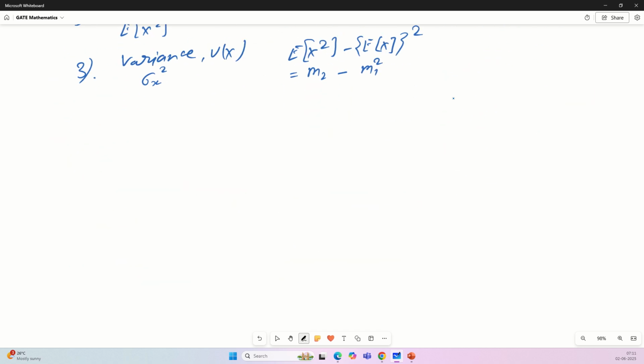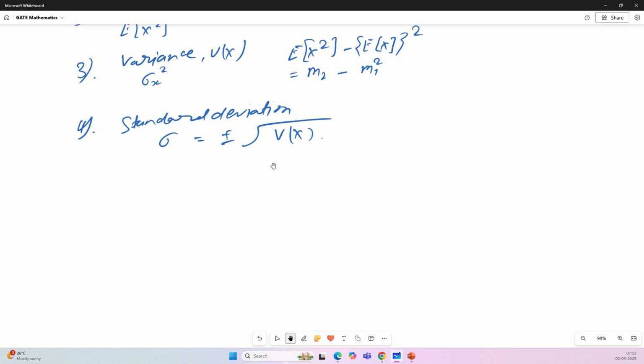Next is the fourth one, which is going to be the standard deviation. This is represented by sigma, and sigma is going to be equal to plus minus the square root of variance of x. So you have already found out what your variance is by this formula, and from here you will be able to find out the standard deviation sigma.